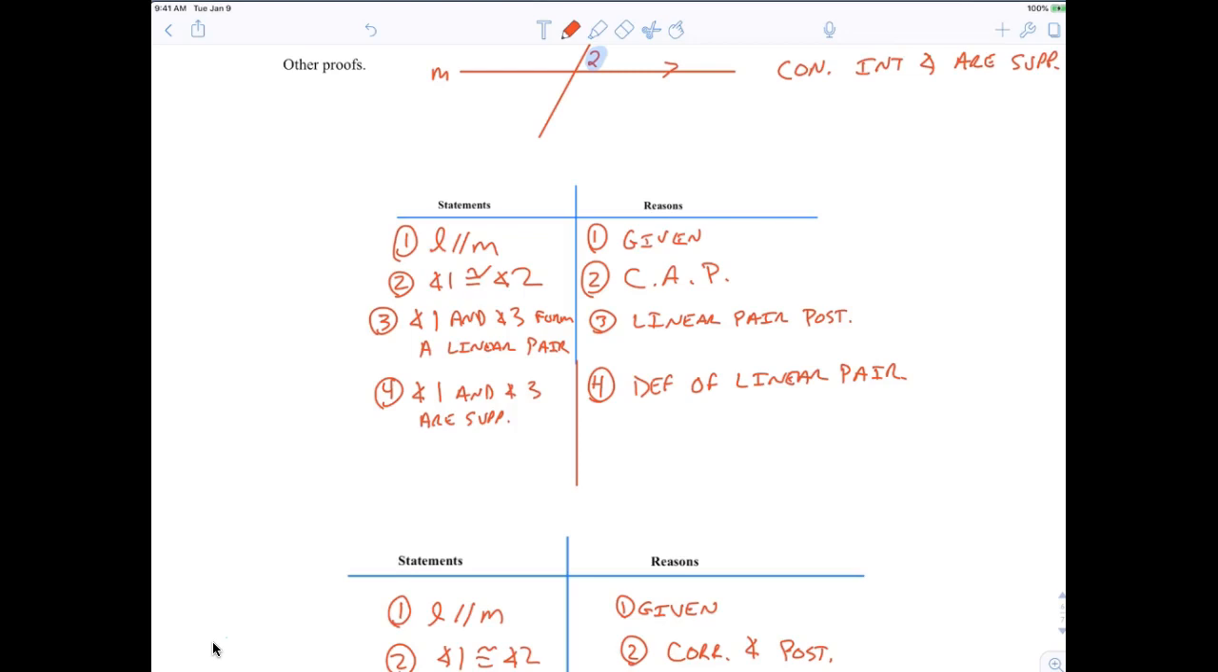But I can make it even easier. What's true about angle 1 and angle 2? They're congruent, so I can change angle 1 for what? Angle 1 can be changed to angle 2. So angle 2 and angle 3 are what? Supplementary. And that's by simple what? Substitution. Yeah, I can call it substitution.